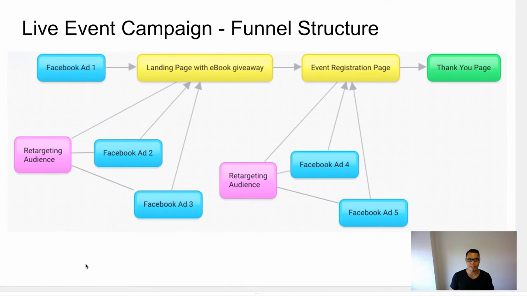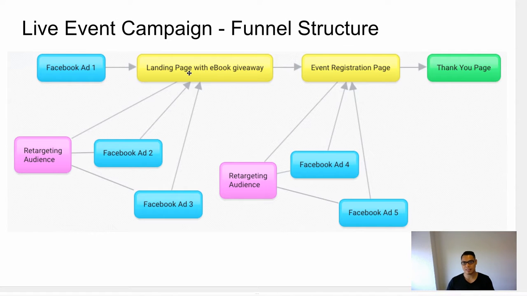Now, what we have right here is the live event campaign, and this is the funnel structure that we have. Before we go to the Facebook ad, what we did for them was we have this landing page with the ebook giveaway. Let's say someone lands on the landing page and they put their name, surname, email, and phone number. They will then get the ebook that we are giving away via email because our client has a CRM.